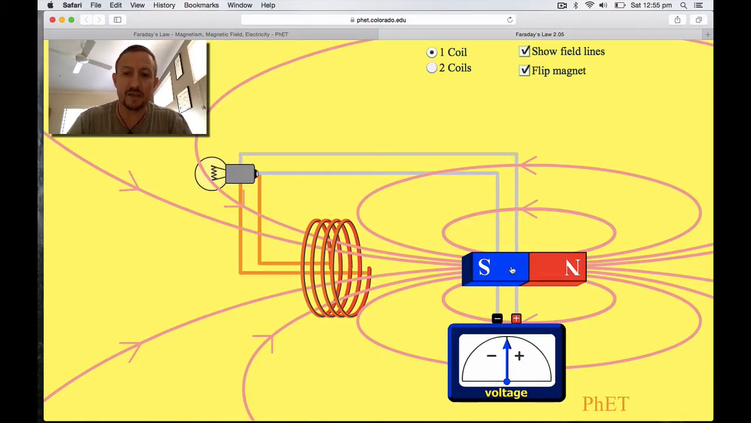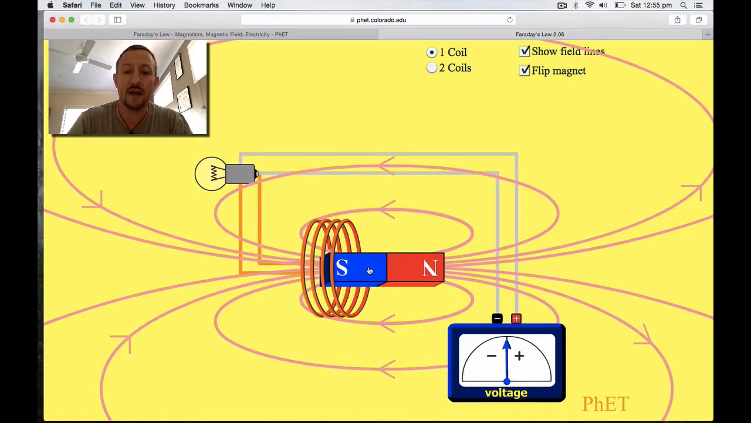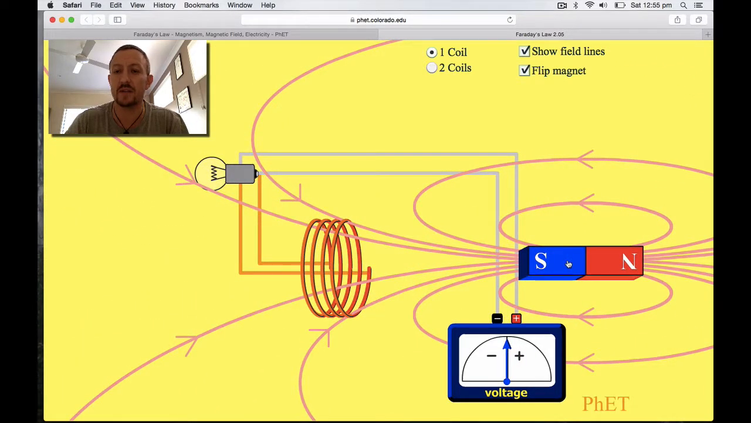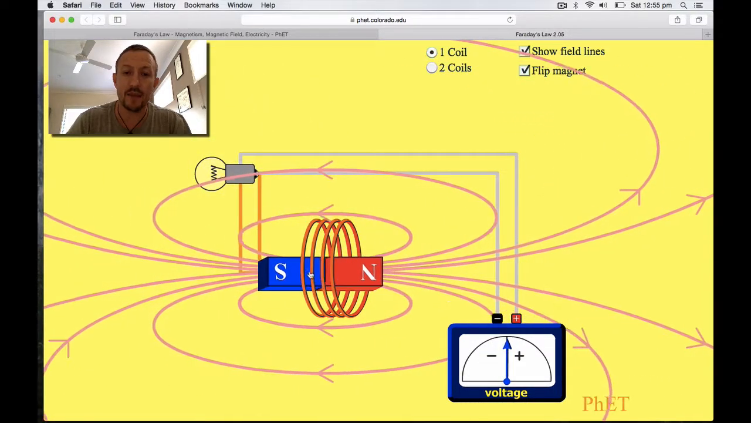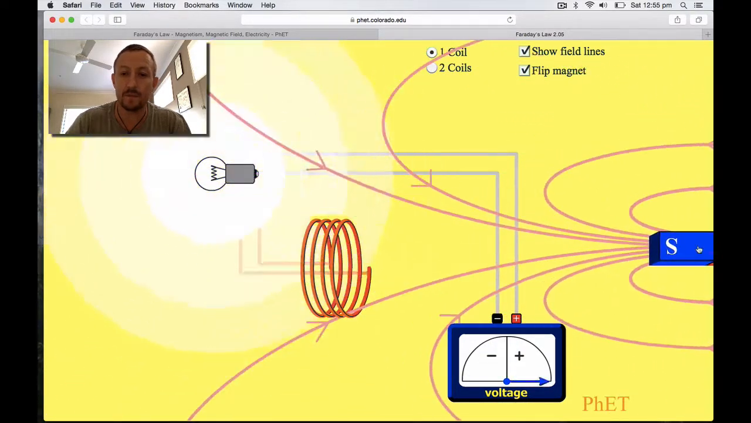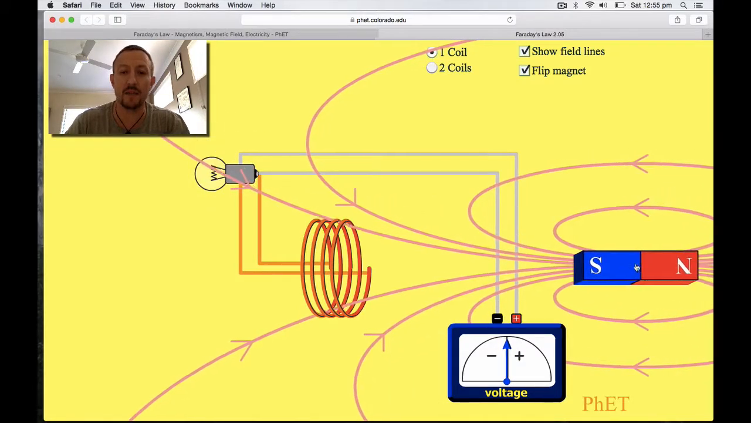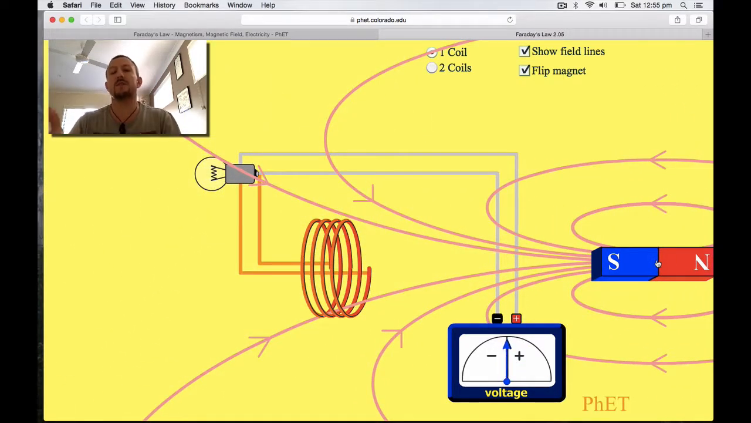Whoops, run out of space. So I'm going to increase my magnetic field lines, still get a voltage which is generated. Pull it out, go from large density to small density, and it goes in the opposite direction. Do it quickly, and coming back out the other way.